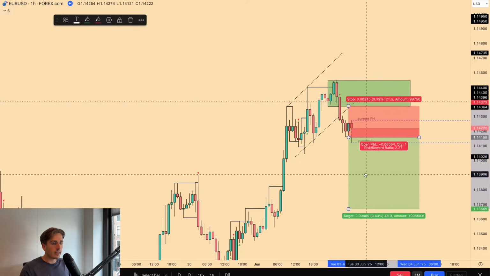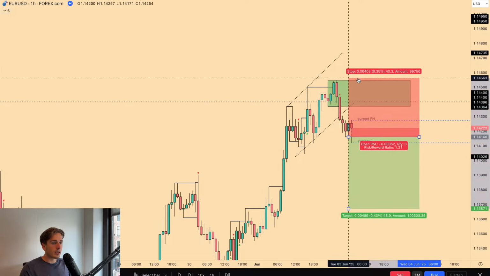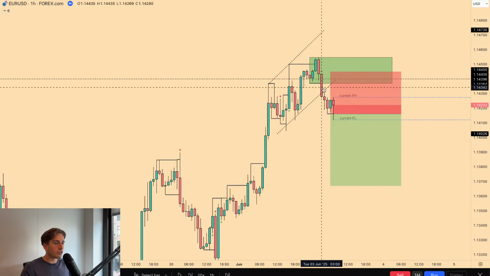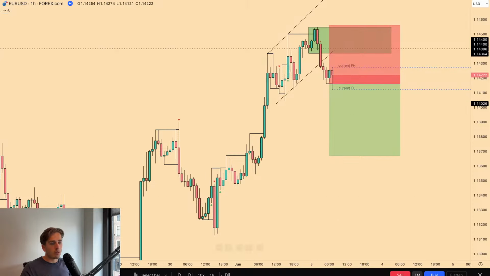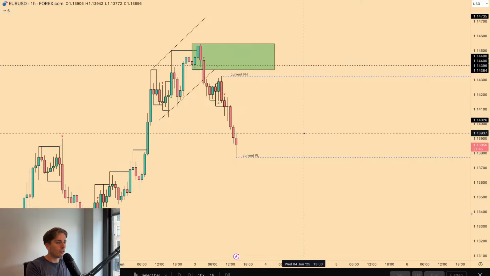Okay, so here's the pullback, and then pretty much on this low break, that's kind of where you want to get into a sell with your stop loss either here or maybe a little bit higher somewhere over there. You also want to give it some room to pull back in towards that supply zone. Now just for the idea, we'll leave it like this. And then you see, okay, there's some manipulation, and then since pretty much the London session, it's been selling off.